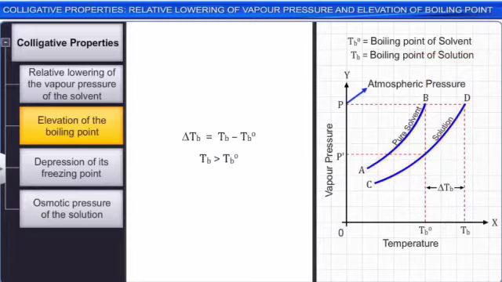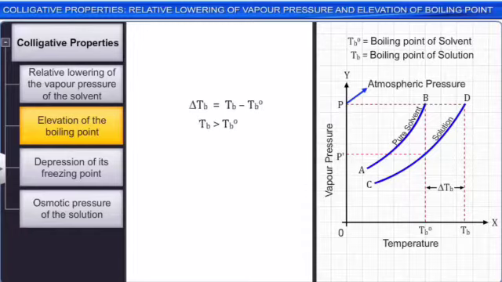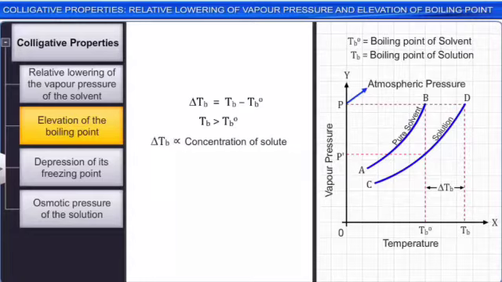The boiling point of a solvent changes as the concentration of the solute in the solution changes, but it does not depend on the identity of the solute particles. The elevation of the boiling point depends upon the concentration of the solute in the solution and is directly proportional to molarity m of the solute in the solution.